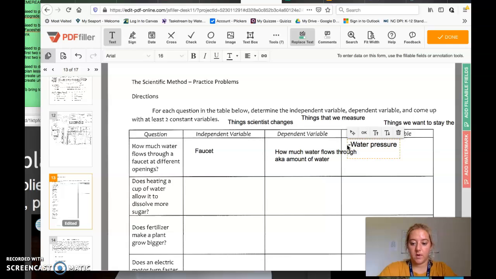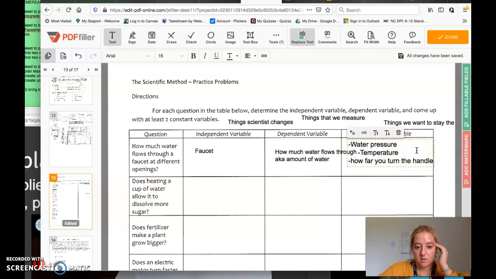We've thought about possibly temperature, temperature playing a small role in the amount of water that's flowing through. You can think about how far you turn the handle, which is water pressure again. So for each of these controls, there are so many controls that you need to think about in an experiment, or your constants. But I would like you to just list 2.